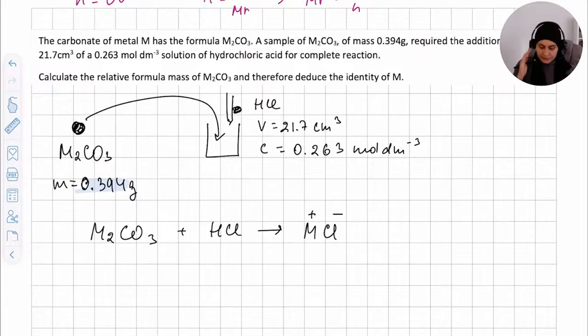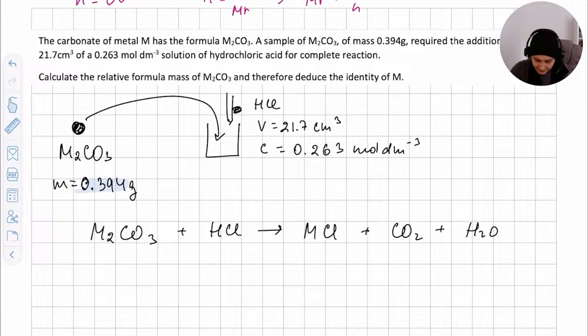And so when a metal carbonate reacts with hydrochloric acid, you get the chloride of that metal, bubbles of CO2 gas and H2O. Again, this is prior knowledge for both A level and IB. That is something you should have known by now from your previous chemistry studies.